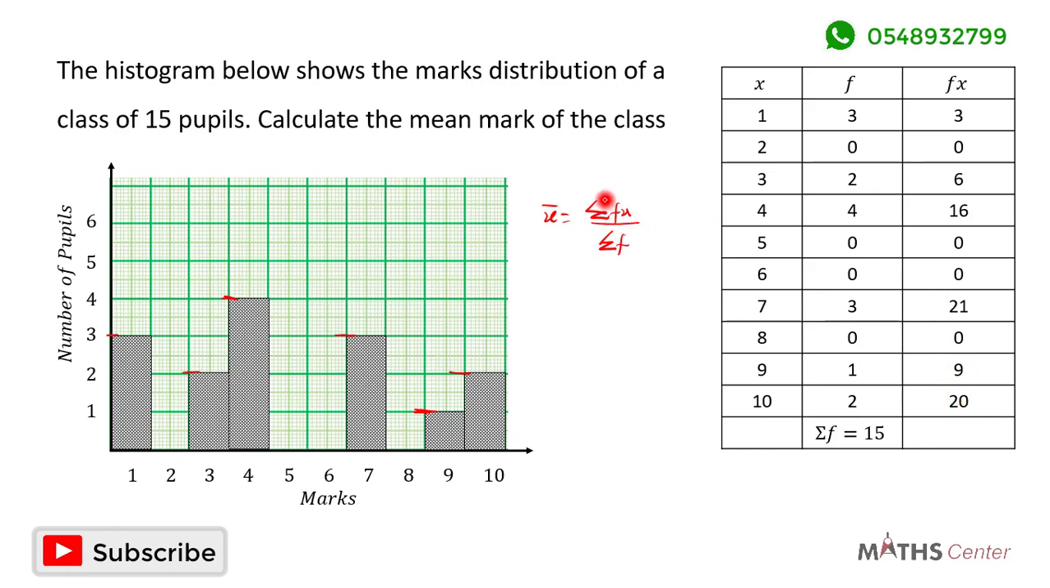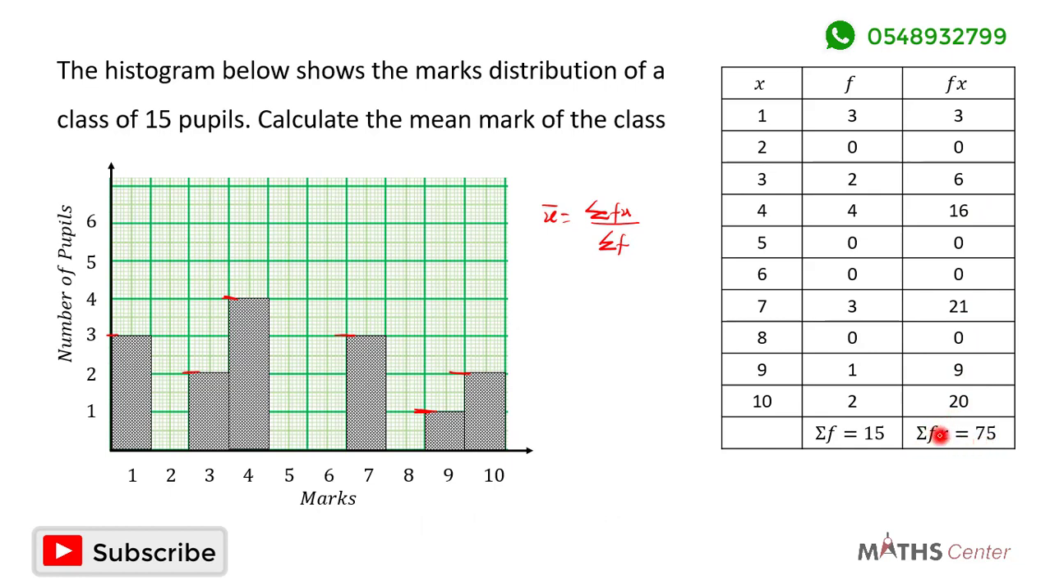We need sigma fx, that is the sum of fx. So we will add all the values in this column. We will have 3 plus 6 plus 16 plus 21 plus 9 plus 20. And that will give us 75.